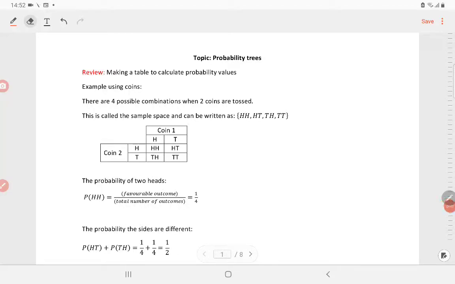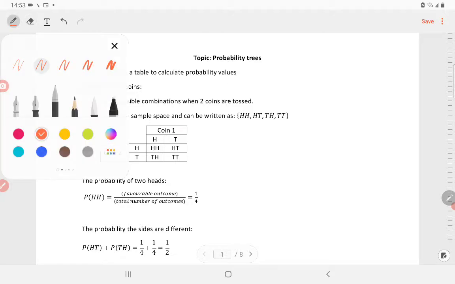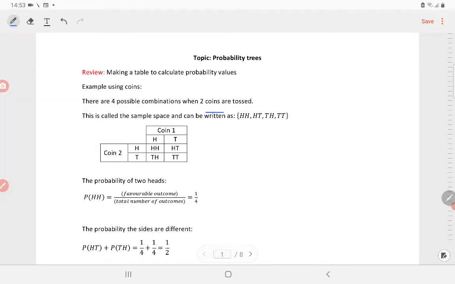So in this lesson, we'll talk about probability trees. First thing to do, we'll make a table to calculate probability values. We'll use the example using coins. So when we have two coins and we toss them, what could we get? On the first coin, you can find a head or a tail. And on the second coin, you can also find a head and a tail. So there are four outcomes here. So you could get two heads, a head and a tail, a tail and a head, or two tails.